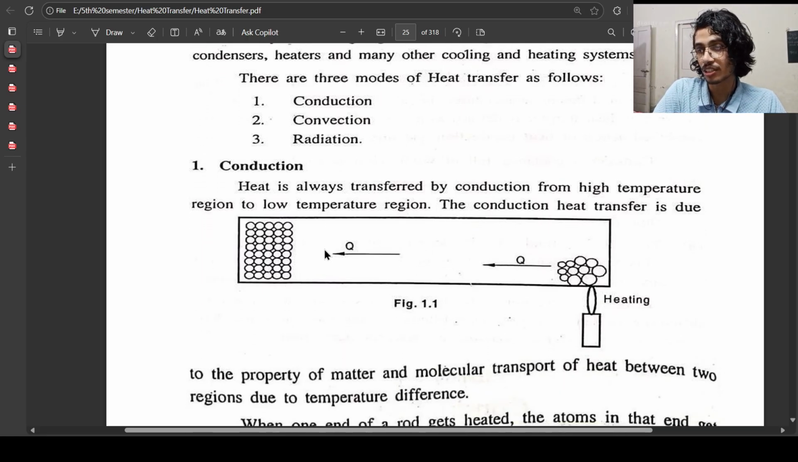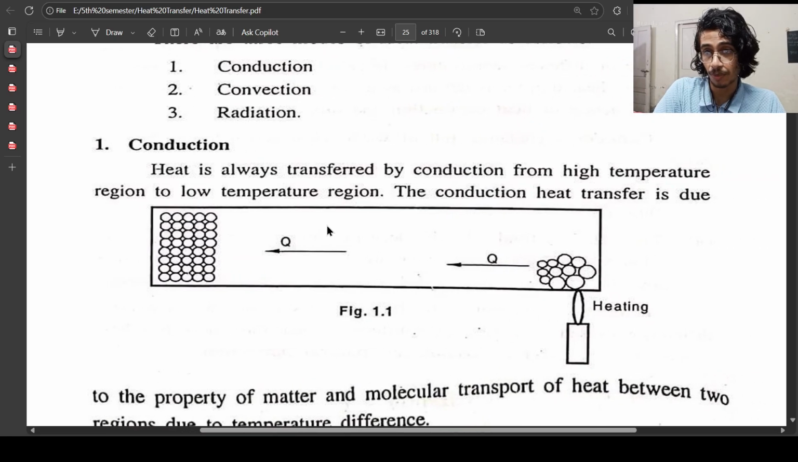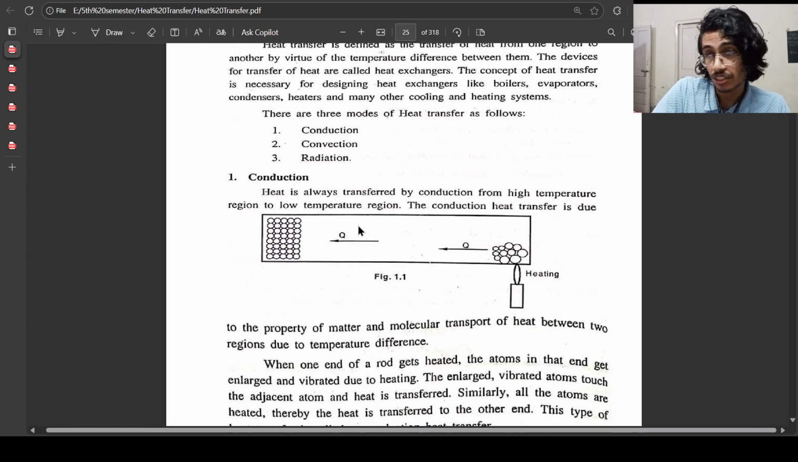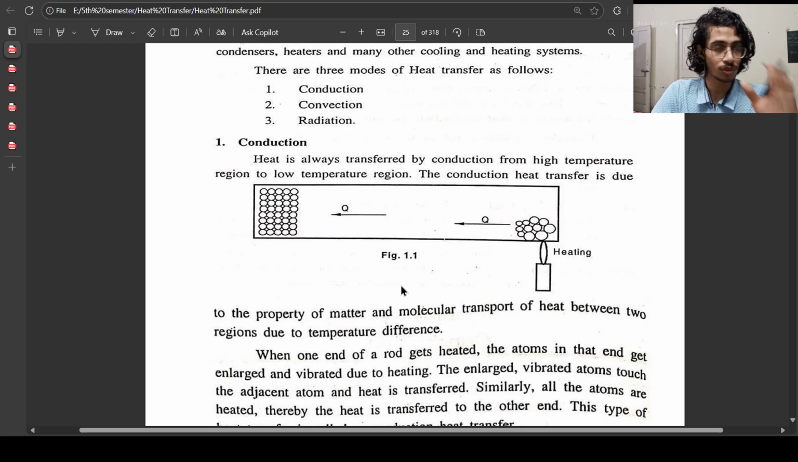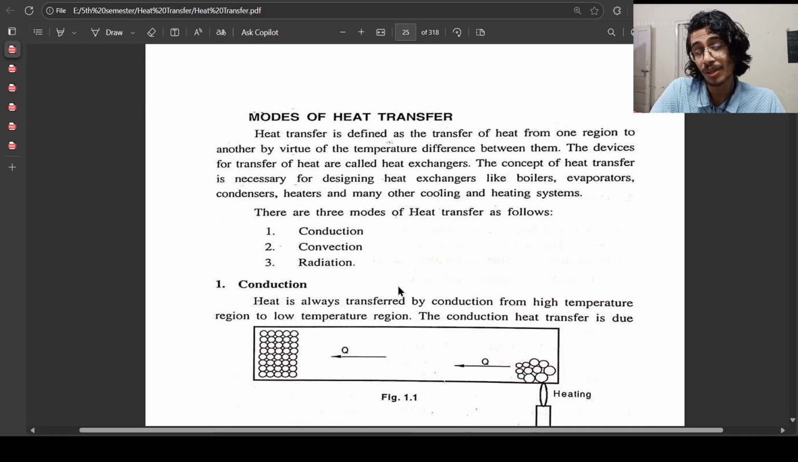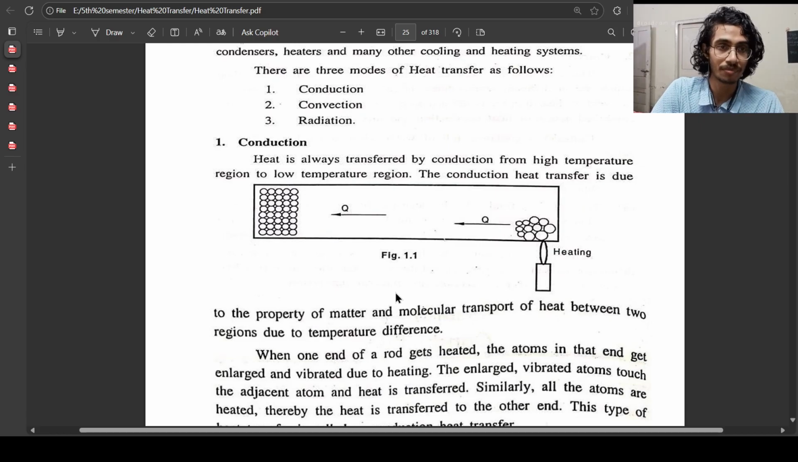See, in case of conduction, heat is always transferred by conduction from high temperature region to low temperature region. The conduction heat transfer is due to the property of matter and molecular transport of heat between two regions due to temperature difference. We have already talked about this. But when there will be conduction, when the material is same, like within this same material, if it is a rod, if it is a metallic rod, within this same material, from this point to this point, there will be conduction of heat, right? Or it can also be a stationary fluid.